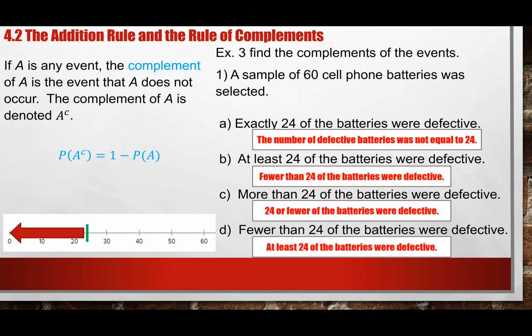And that's one of the ideas of this thing. Exactly 24 means that's the only number you have. There's nothing else. You can only choose 24, there's no other number you can choose. At least 24 means you can choose 24, 25, 26, all the way to the maximum number. More than 24 means you cannot choose 24, you have to choose 25, 26, 27, and beyond. And fewer than 24, you don't include the 24, you include the 23 and anything below 24.